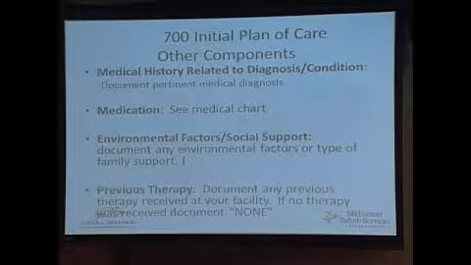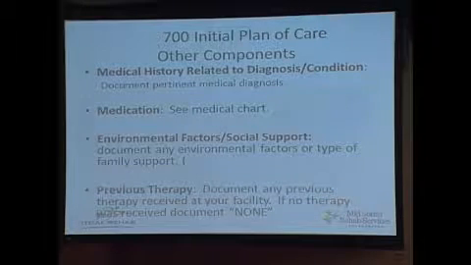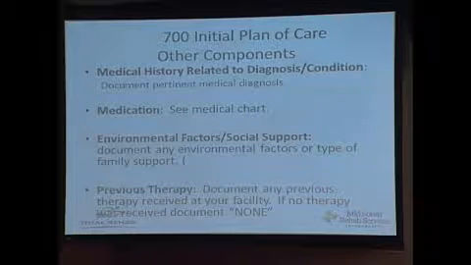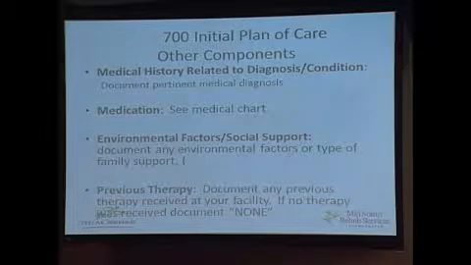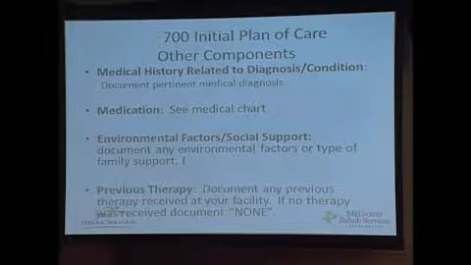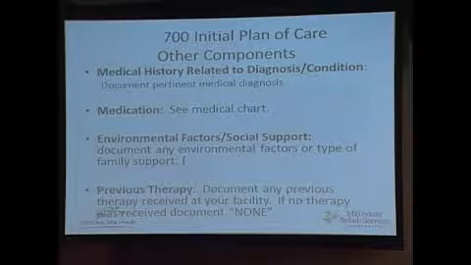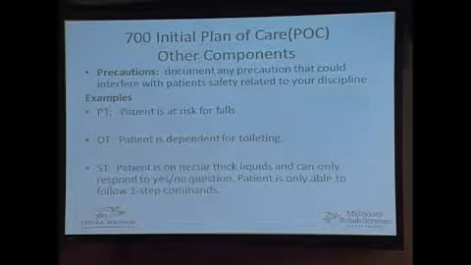Environmental factors, you basically just document any environmental factors or any type of family support, good family support, strong family support. Previous therapy is where you would document any previous therapy that the patient has received at your facility, or if they received it in the hospital. If there were no previous therapy, just say none. And not only should you say they received previous therapy, but say if it was for swallowing, for contractures, for grooming and dressing, or ambulation.